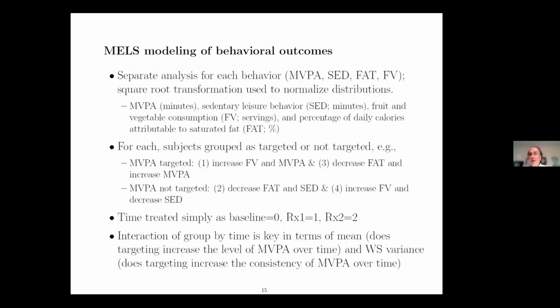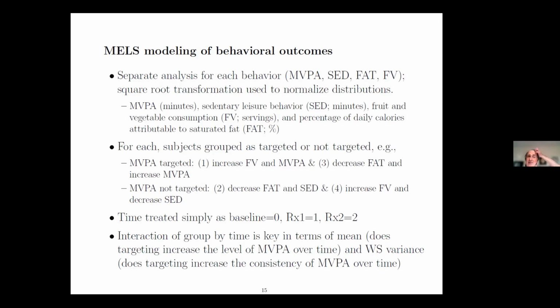Okay, so here what I'm going to share is we did separate analyses on each of the 4 behaviors that were being measured: physical activity, sedentary behavior, fat intake, and fruits and vegetables. We have MVPA in minutes, sedentary behavior in minutes, fruit and vegetable consumption in terms of numbers of servings, and saturated fat as a percentage of daily calories. Now, in doing the analyses, I'm going to take a square root transformation that helped to normalize the distributions of these outcomes.